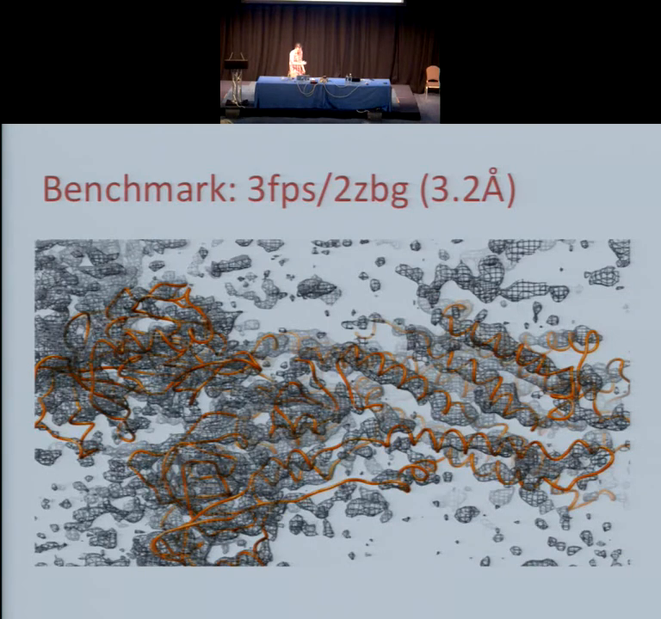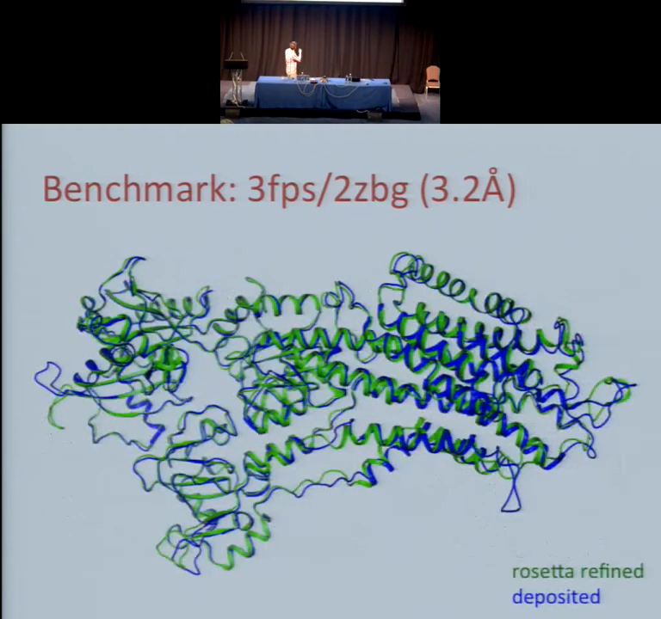But after this iterative real space and reciprocal space refinement with this combinatorial sidechain optimization that's done by Rosetta, it snaps right into place. R and R-free is in line with the deposited structure, although there are some local changes, some loops that are in different conformations than in the deposited structure.